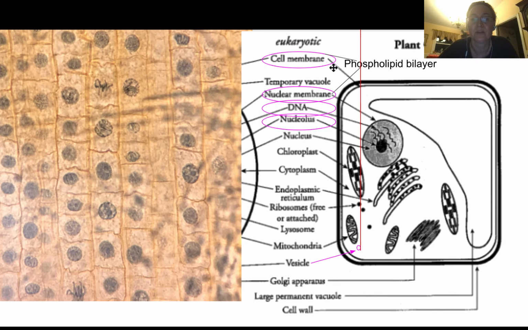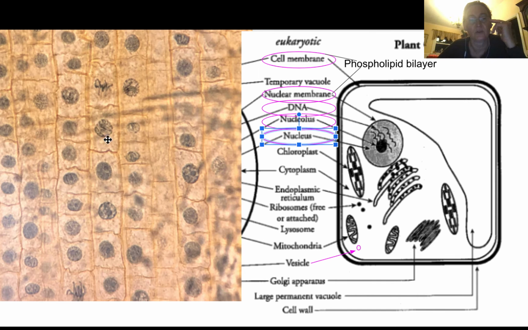Of course, we saw the nucleus. We'll put a little circle around that. Woohoo! We're chugging. Okay, chloroplast. So we didn't see any chloroplasts in the root tip. Why do you think we didn't see any chloroplasts in the root tip?